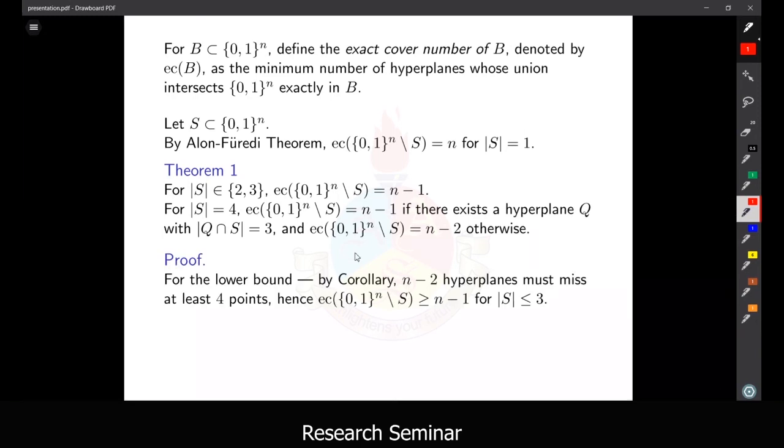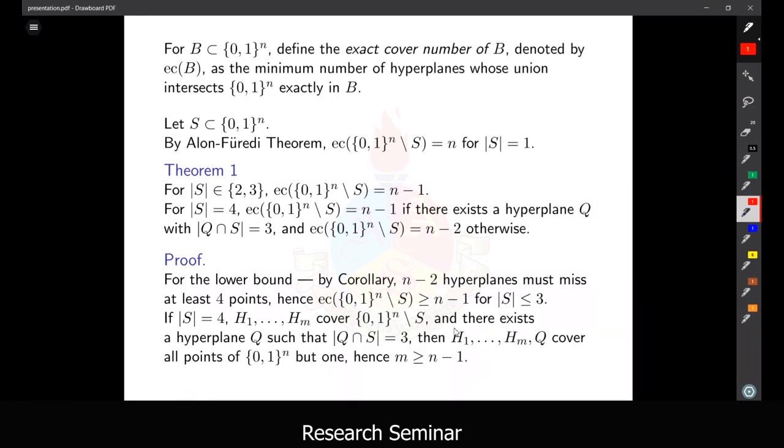Okay. So how do we prove such a result? To get the lower bound, we just use the corollary by Alon and Füredi, and we know that n-2 hyperplanes must miss at least 4 points, and in the same way, n-3 hyperplanes must miss at least 8 points. So we get some lower bounds. For instance, we get a correct lower bound for the problem when the size of S is at most 3. And we get the lower bound n-2 if the size of S is equal to 4.